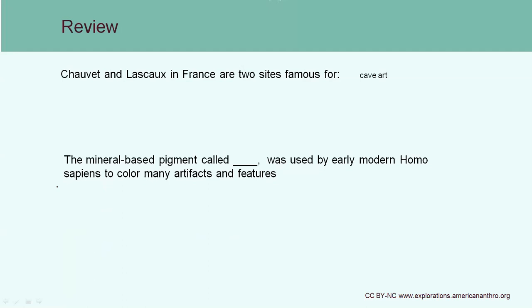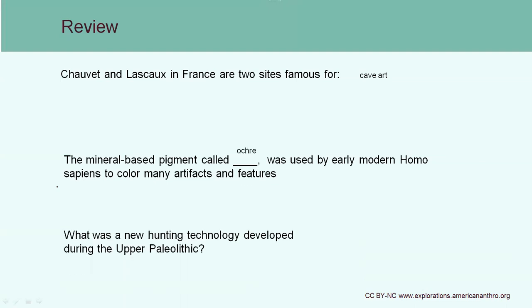The mineral-based pigment called blank was used by early modern Homo sapiens to color many artifacts and features. So hopefully remember it was a stone called ochre. What was the new hunting technology developed during the Upper Paleolithic? So you may remember that we started to switch to bone tools, but in addition to that, rather than just our spears and axes, we get the atlatl.